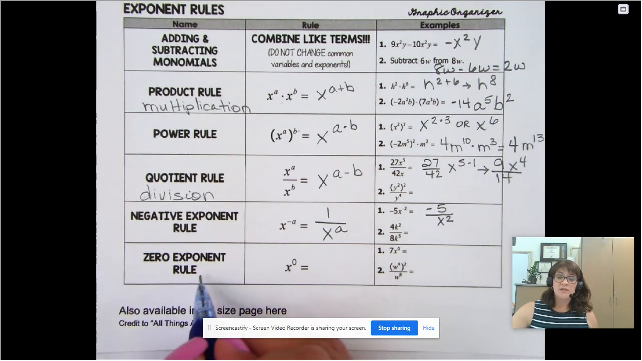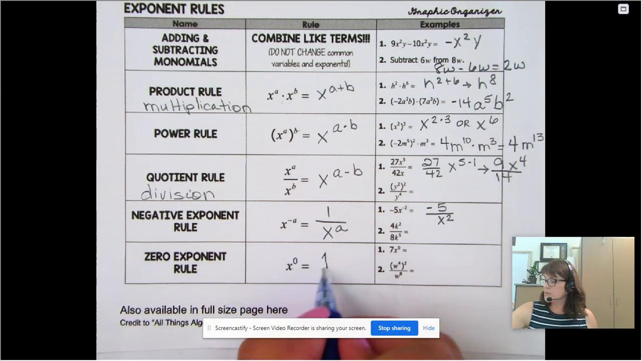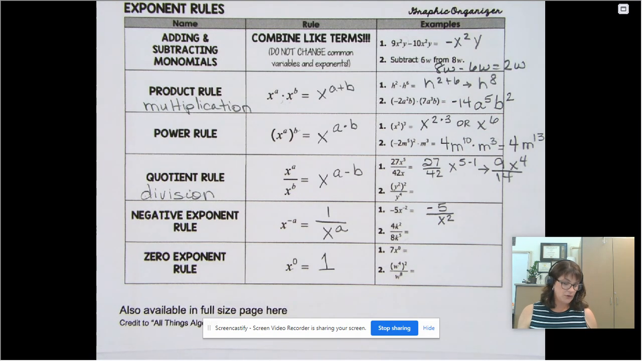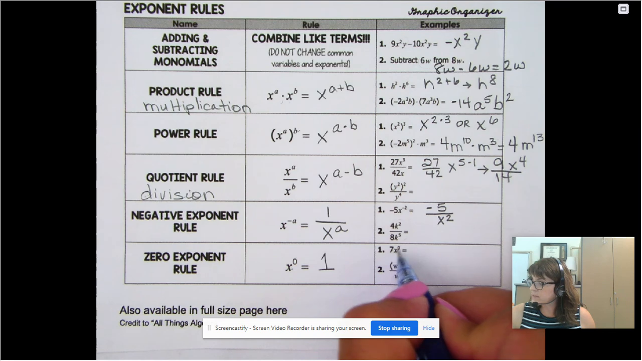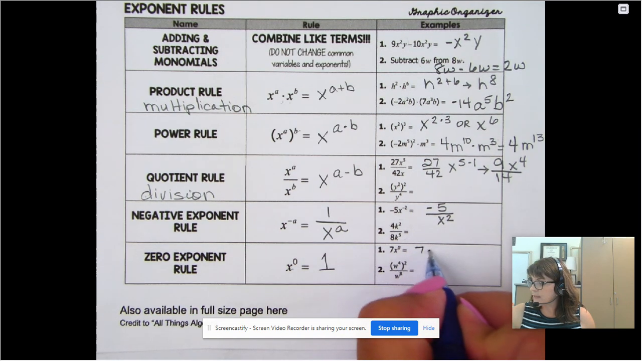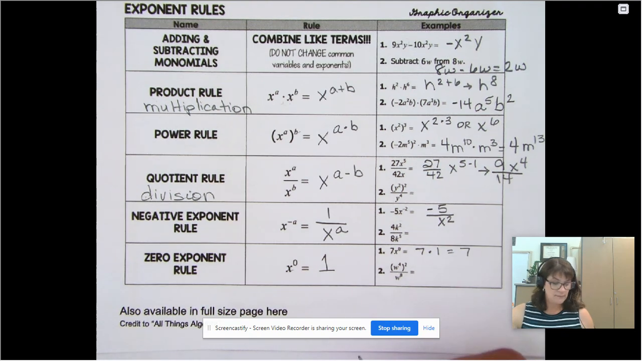Now, zero exponent rule. Any base to the power of 0 equals 1 every time and forever. So in this case, I have 7 x to the 0 power. 7 times 1. Oh, that's just 7. Okay.